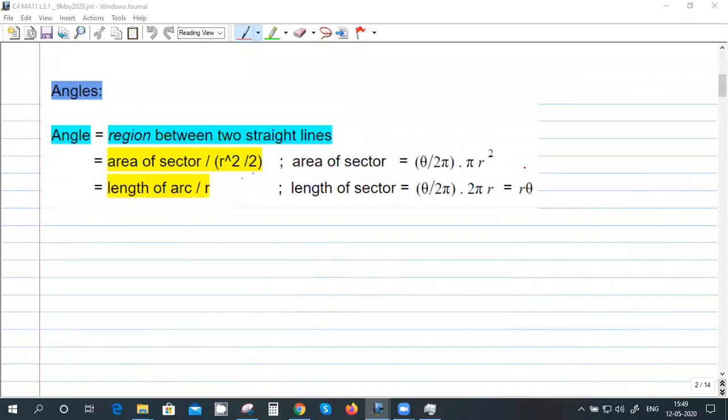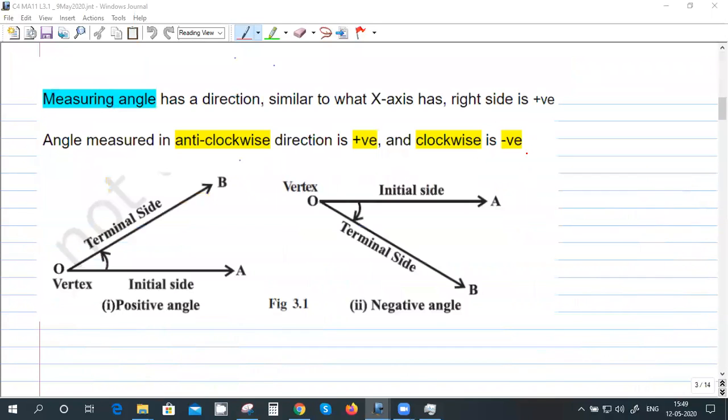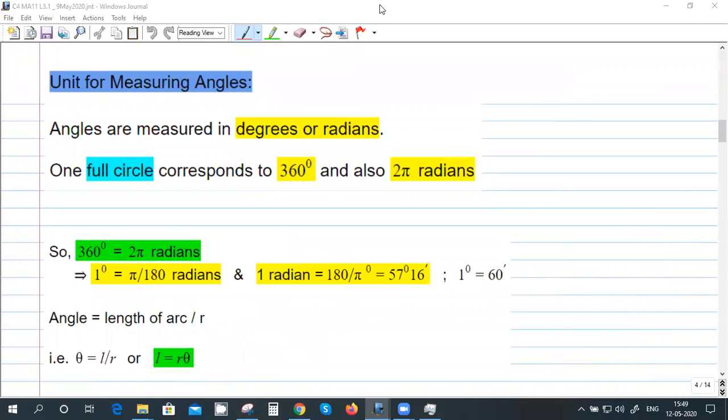Angles, right? And degrees and radians. How much is one circle? How many radians? 2 pi. And in degrees, it's 360. So 1 radian is approximately 60 degrees. I'll come to that. So arc length is r into theta.